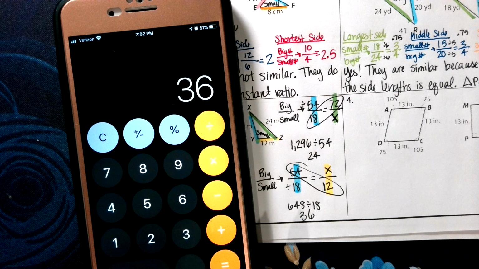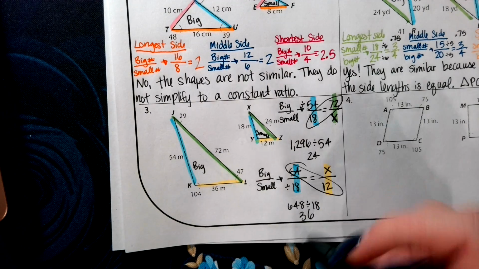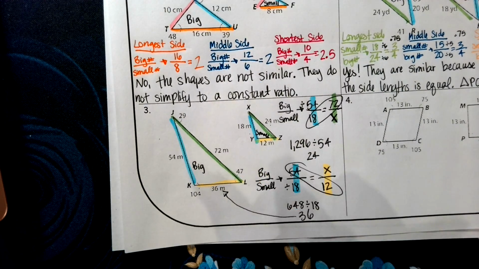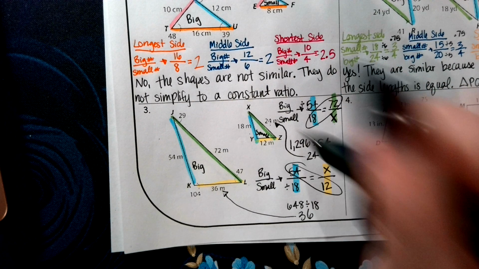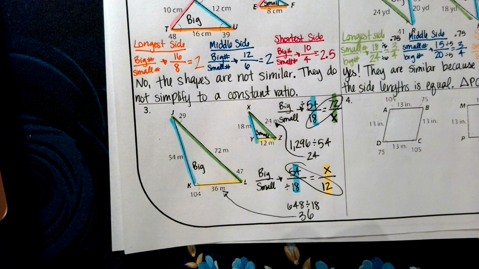So 36. Does 36 match that missing side length we were trying to find? Yes, it does. Just like 24 matched that side length we were trying to find. So since these numbers match with those sides, that means that these shapes are proportional. So we would write yes.